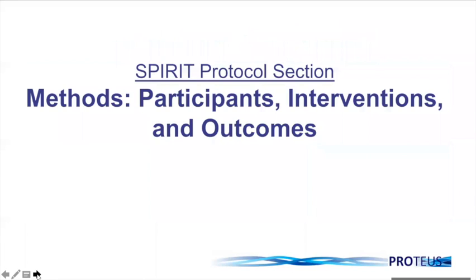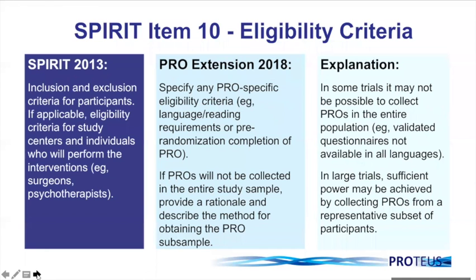We will now move on to the methods section and consider participants, interventions and outcomes. SPIRIT item 10 focuses on the eligibility criteria. SPIRIT 2013 stated that you should have clearly specified inclusion and exclusion criteria for participants, whilst the PRO extension states that you should specify any PRO-specific eligibility criteria, such as language, reading requirements, or pre-randomization completion of the PRO. It's also important to note that if the PRO is not going to be collected in the entire study sample, you should provide a rationale and describe the method for obtaining the PRO subsample.